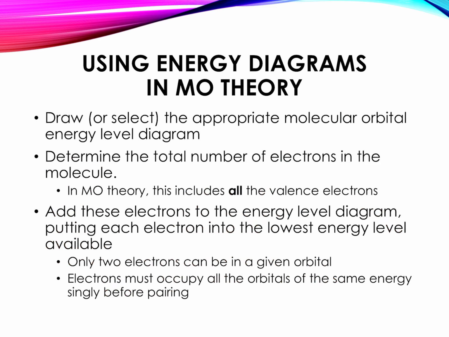So, just using energy diagrams and molecular orbital theory, you're going to draw or select the appropriate molecular orbital energy level diagram. The reason I say it this way is because when we get into the 2p's, the pi bonding, things can be in different orders. That's why I say draw or select the appropriate molecular orbital energy level diagram, because it's a little bit confusing when you're first going for it.